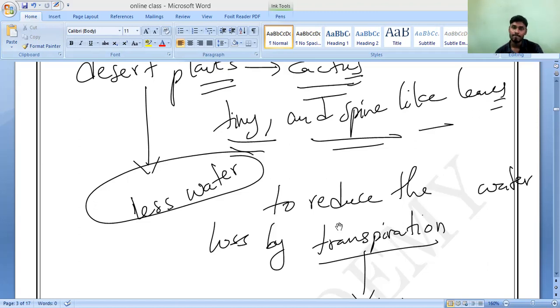Understand? For example, let us show the picture. I think you have a picture in your textbook, correct? Let me show the picture so that you can understand more clearly. So it is having tiny spine-like leaves. Have you noticed it? Observe this picture once.